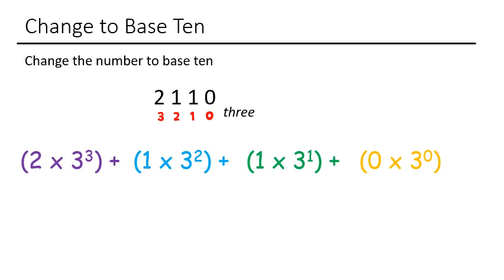Okay, 3 to the third is 3 times 3 times 3, which is 27. 27 times 2 is 54. Then the second one there in blue is 9. Then you have 3, and you have a 0. You add all of that up, you should have gotten 66 as your answer. So if you got 66, big pat on the back. If you didn't get 66, try to figure out where your mistake was.